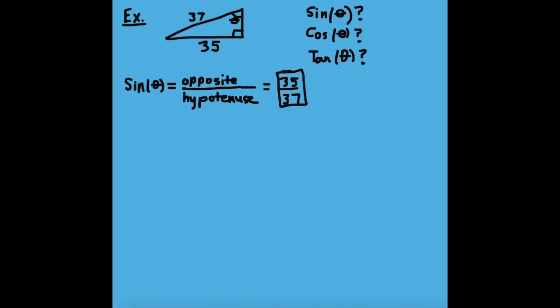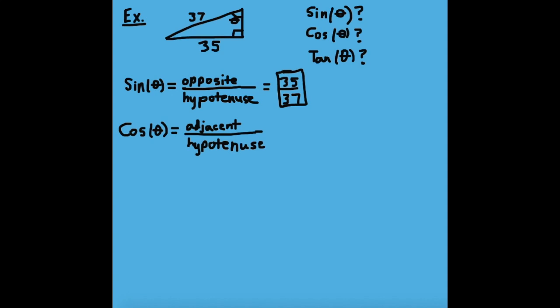Now, what is cosine theta? Cosine theta is adjacent over hypotenuse. The adjacent side is the side next to theta. So this is the adjacent side. However, we do not know the value of that side, so we need to find that side. To find a side on a right triangle, we are going to use the Pythagorean theorem. If you do not know what the Pythagorean theorem is, please watch the video Pythagorean theorem, which is linked below.